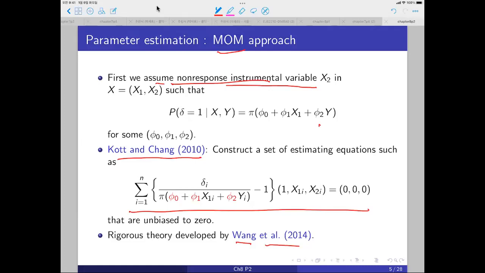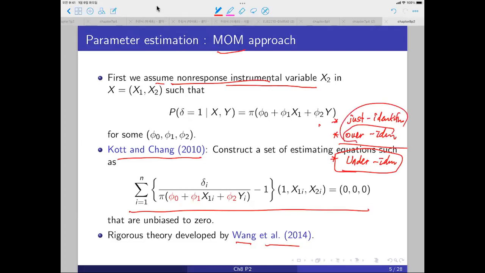So we have three cases: just-identified, over-identified, and under-identified. Under-identified means it's not really identified. Over-identified means you have more equations, so you don't have an exact solution, but you can do something. This is the just-identified situation. The paper by Wang et al. covers the over-identified situation. For the under-identified situation, we cannot do anything.